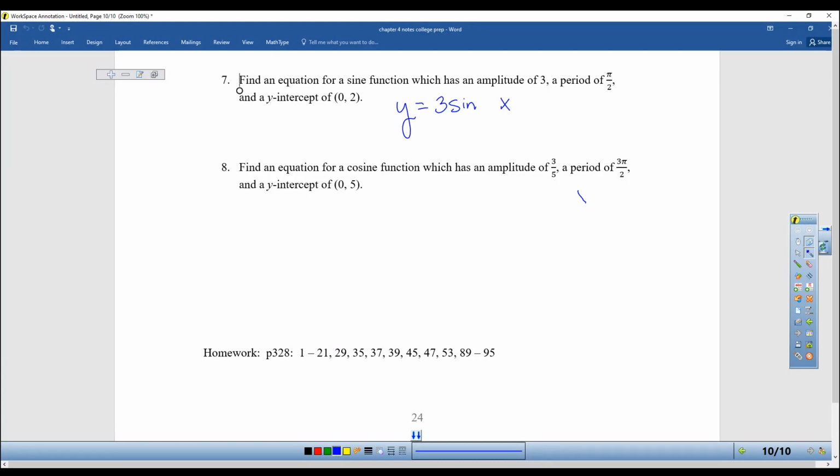So here's the good news. I don't expect you to move these left or right. Just use that y-intercept to affect the up or the down. So I do know somehow it's been moved, so we'll figure that out in a minute. First, let's get our period.